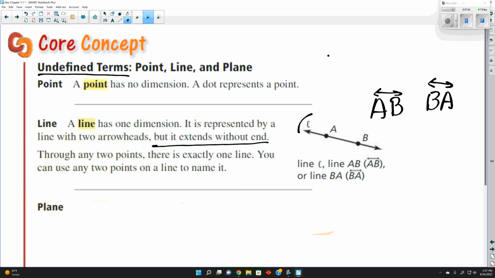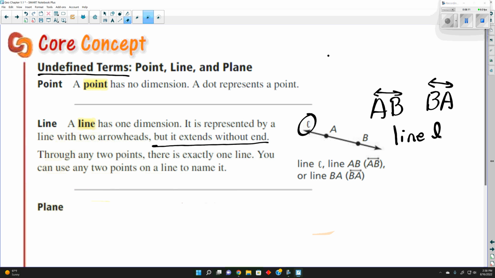Now, sometimes you can see this here, and I think it's on your notes. No, it's not. They will have a little letter at the end of the line, and it's always going to be in lowercase. And we could use it to name the line. So we can say line L. And if we're using the letter at the end of the line, we need to put line in front of it. We need to describe what it is. Any questions on this here so far?